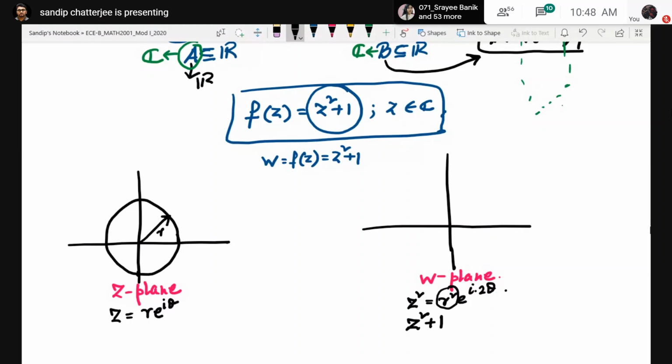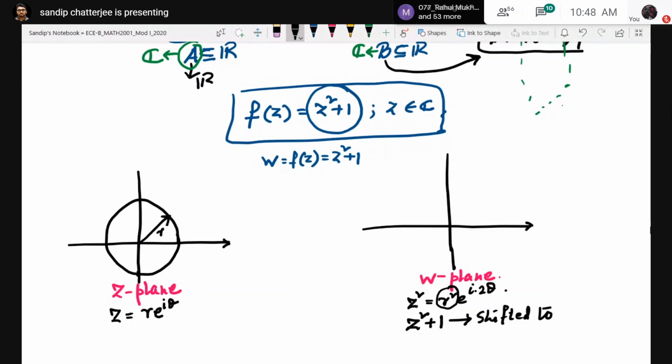If I give a shift to this circle, the center will change. The center will be changed to which point? 0, 1 or 1, 0, because this is your domain plane.